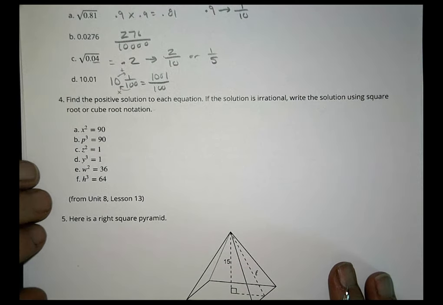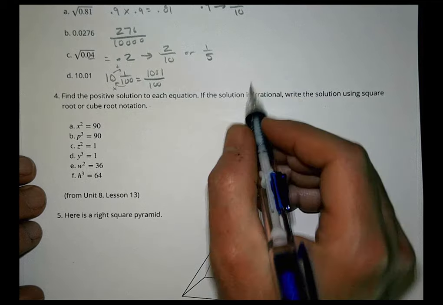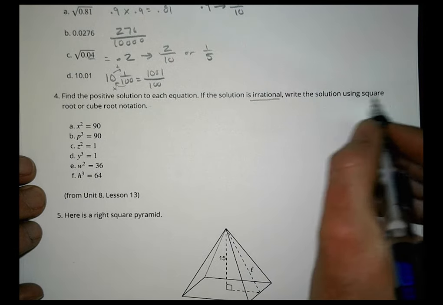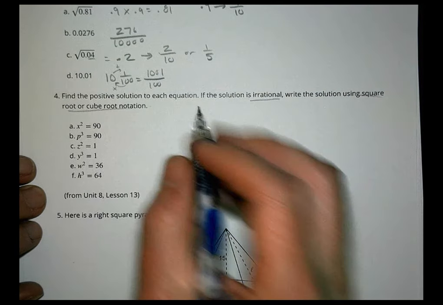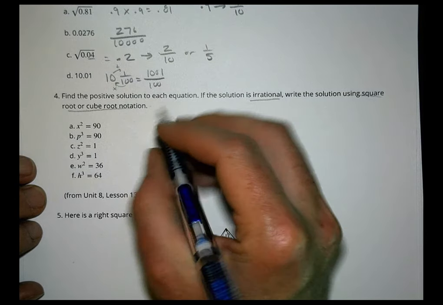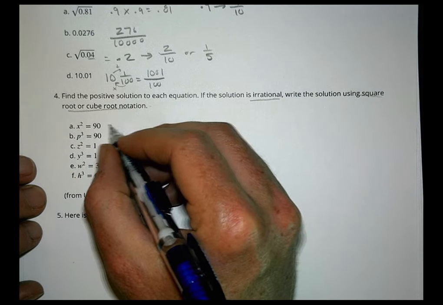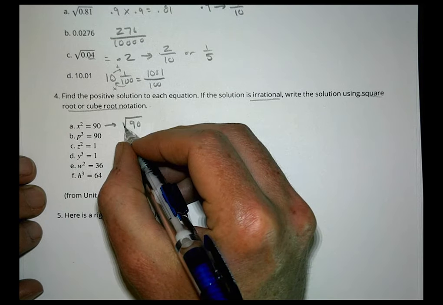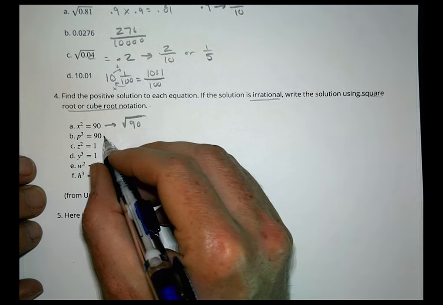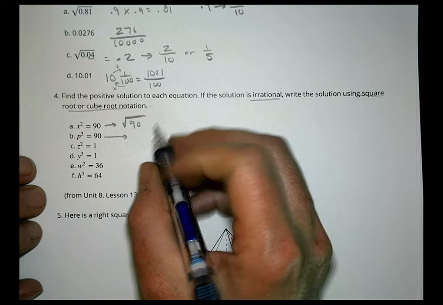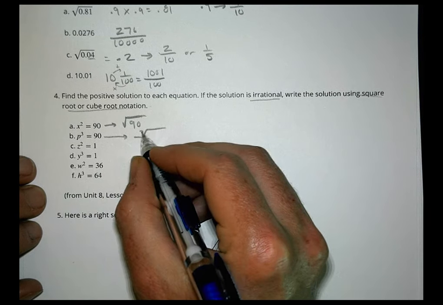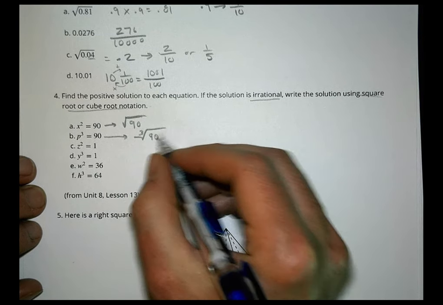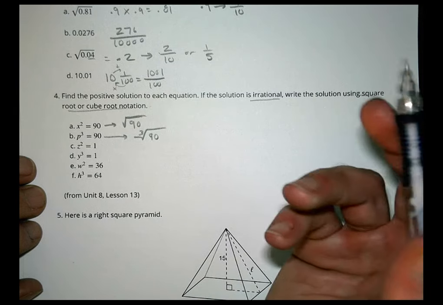Number 4, find the positive solution to each equation. If the solution is irrational, write it using square root or cube root notation. Okay, so for A we have x squared equals 90, so this becomes the square root of 90, and I just leave it like that. That's all I can do with it. This one is the cube root of 90, which again is just what it is. There's nothing I can do with that one.